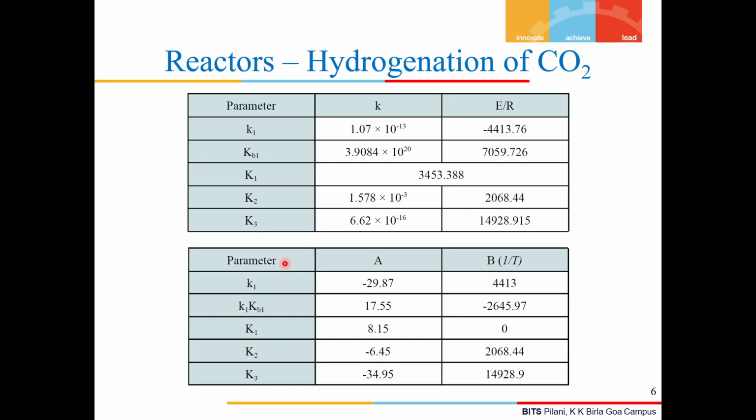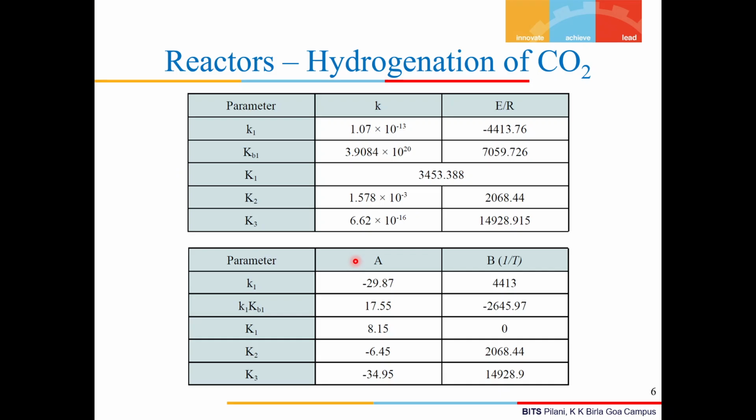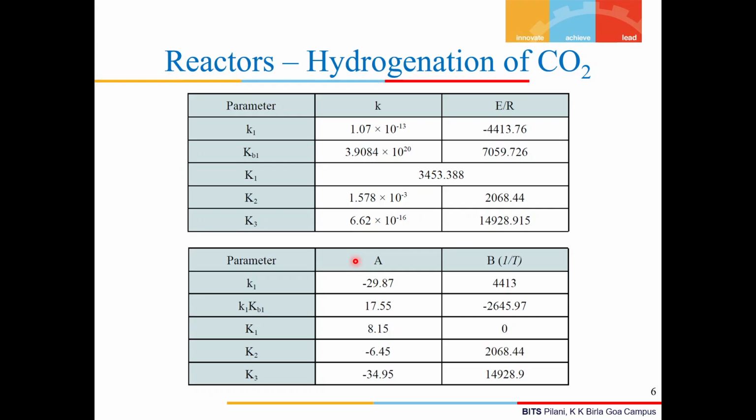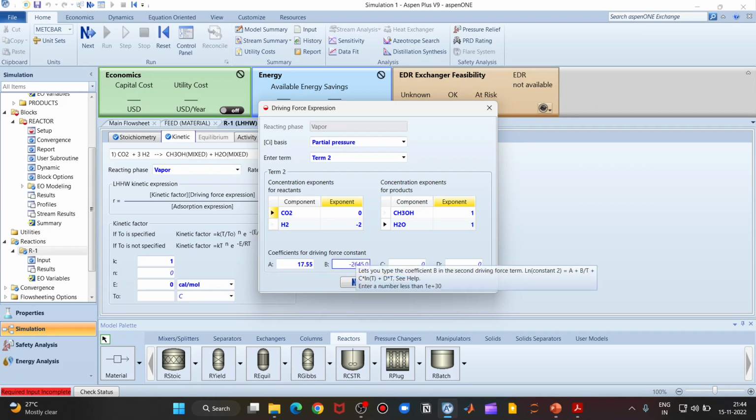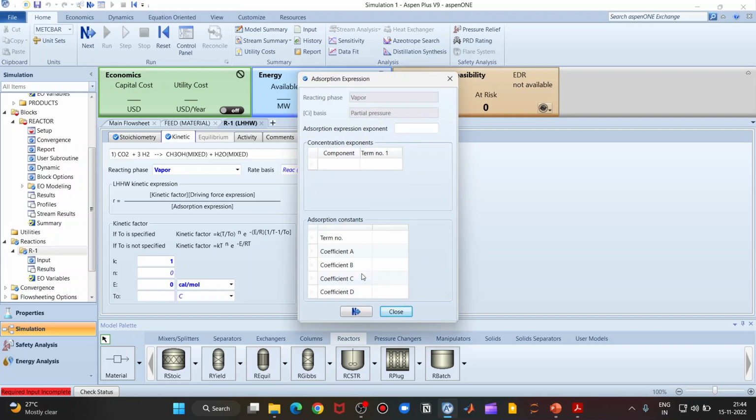So let's type the values. It is 17.55, and the coefficient B is minus 2645.97, and C and D are 0 over here. So you can see that we have got a blue tick for the driving force. So let's click on next. Now let's focus on the denominator part. So go to the absorption.